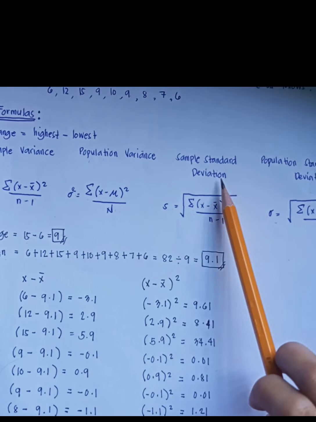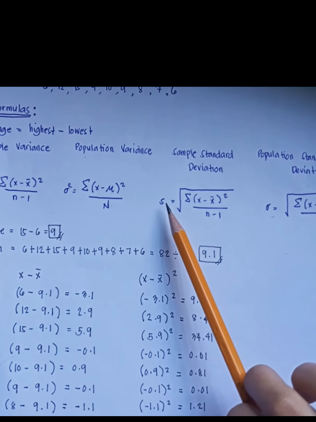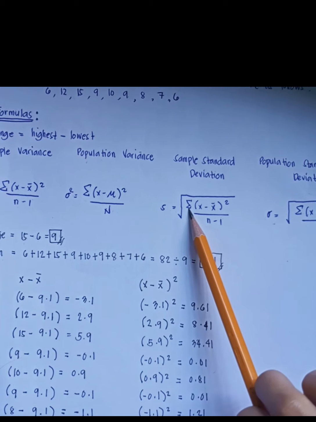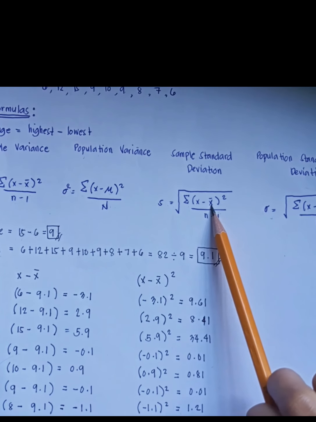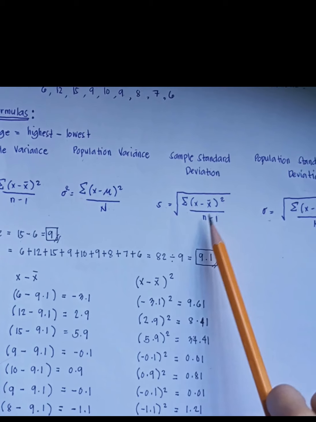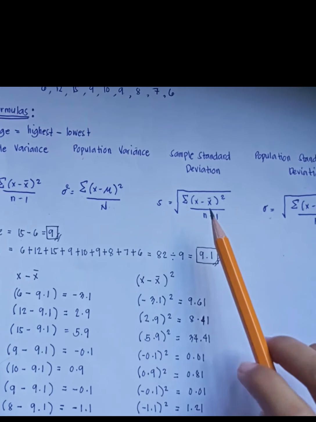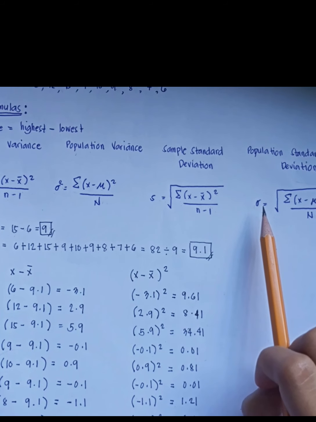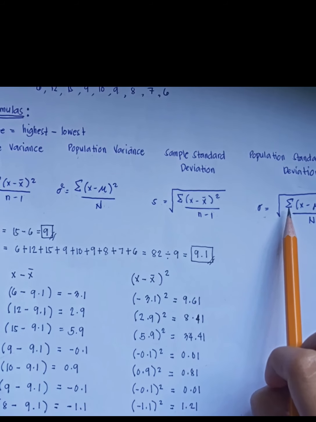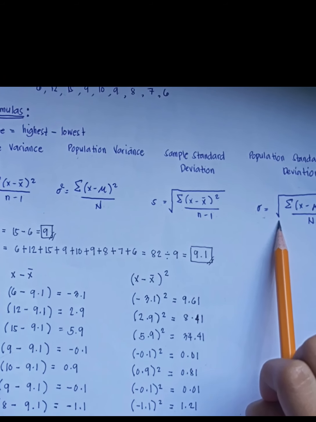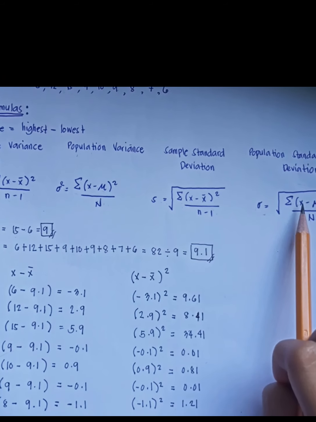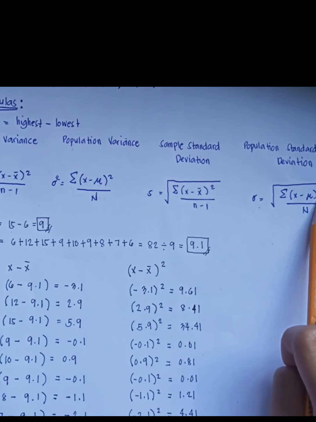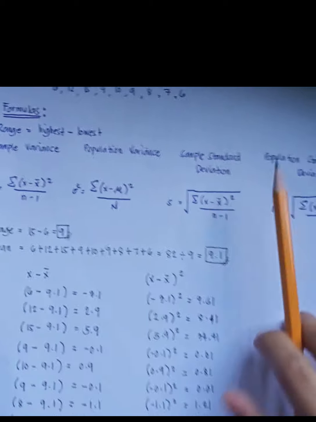And the sample standard deviation, s, is equal to the square root of the summation of (x minus the mean) squared over n minus 1. And lastly, the population standard deviation is the square root of the summation of (x minus the mean) squared over n.